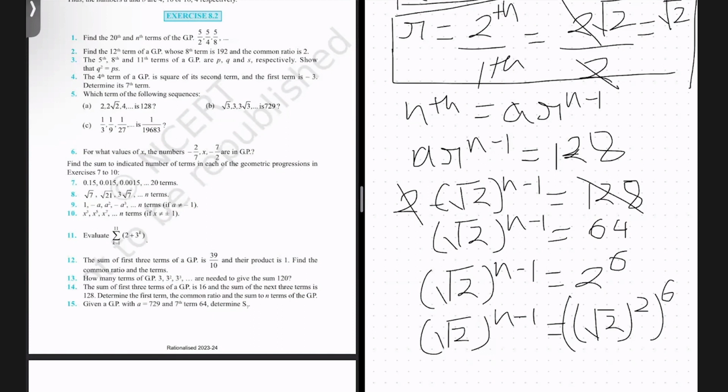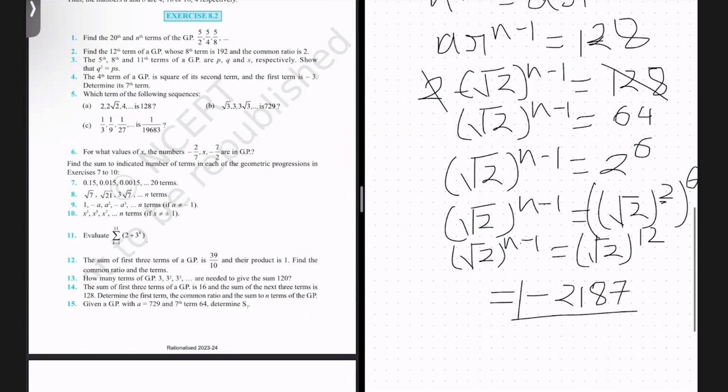I've converted both sides. So now we can finally equate the powers. As you know, when a power is raised to another power, the powers get multiplied. So in the RHS, we now have root 2 raised to the power n minus 1 equating to root 2 raised to the power 12. Correct?